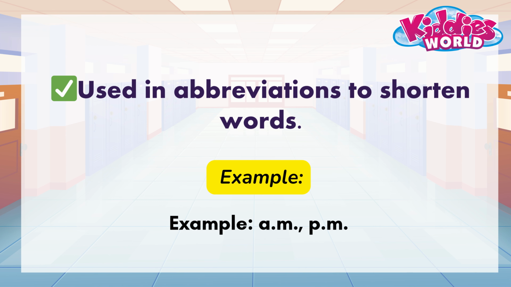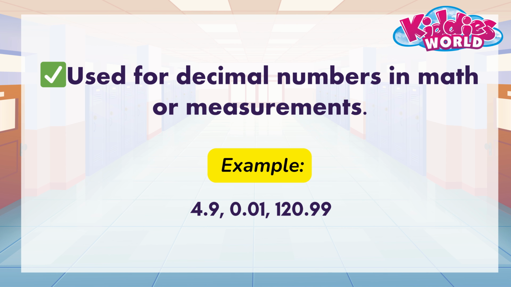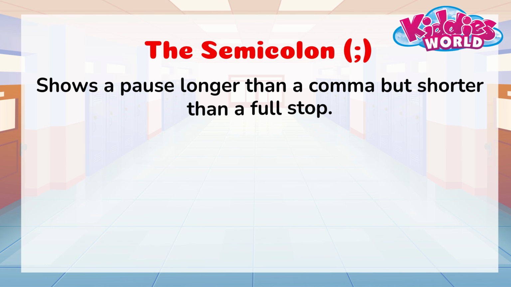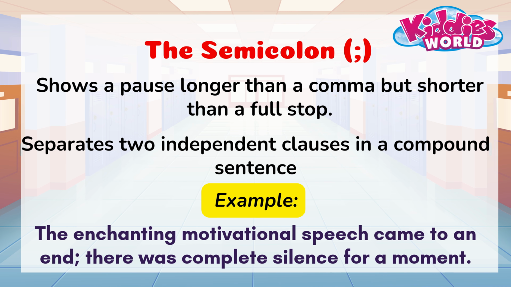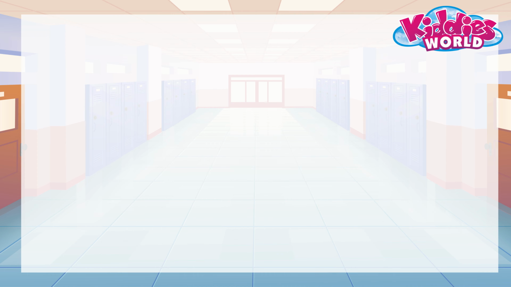Used in abbreviations to shorten words. Used for decimal numbers in math or measurements. The semicolon shows a pause longer than a comma but shorter than a full stop. Separates two independent clauses in a compound sentence. Connects closely related sentences or ideas.